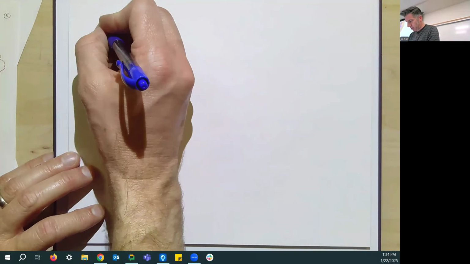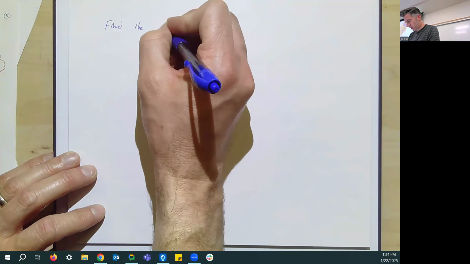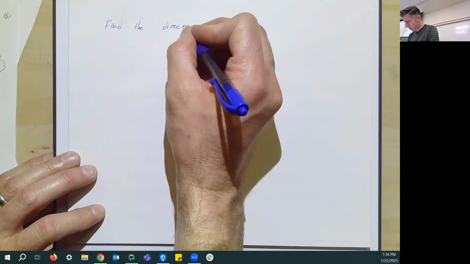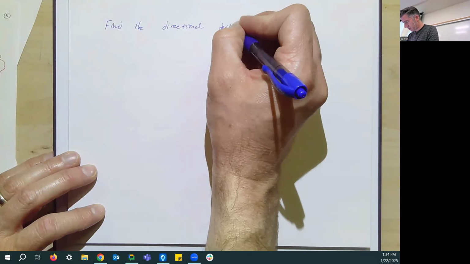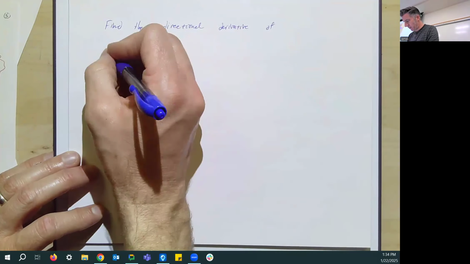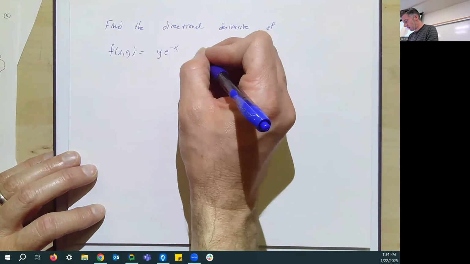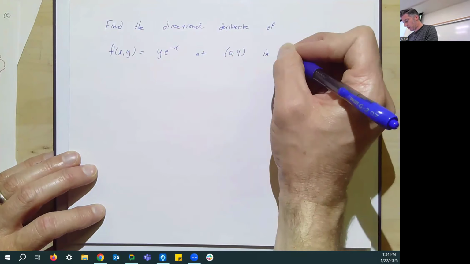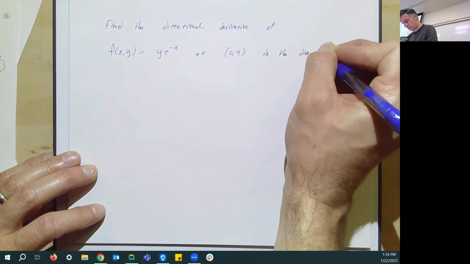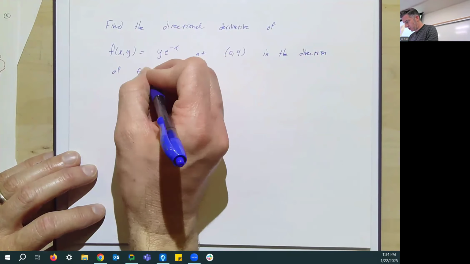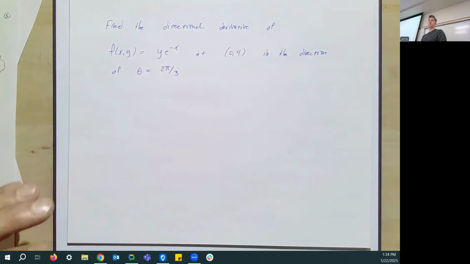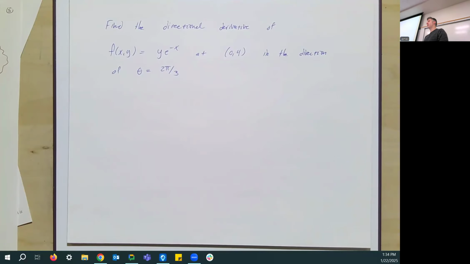We want to find the directional derivative of f of x comma y equal to y e to the negative x at the point 0 comma 4 in the direction of theta equal to 2 pi over 3. So we're going to do this the way I think of as the standard way, but then we'll see something else as well.